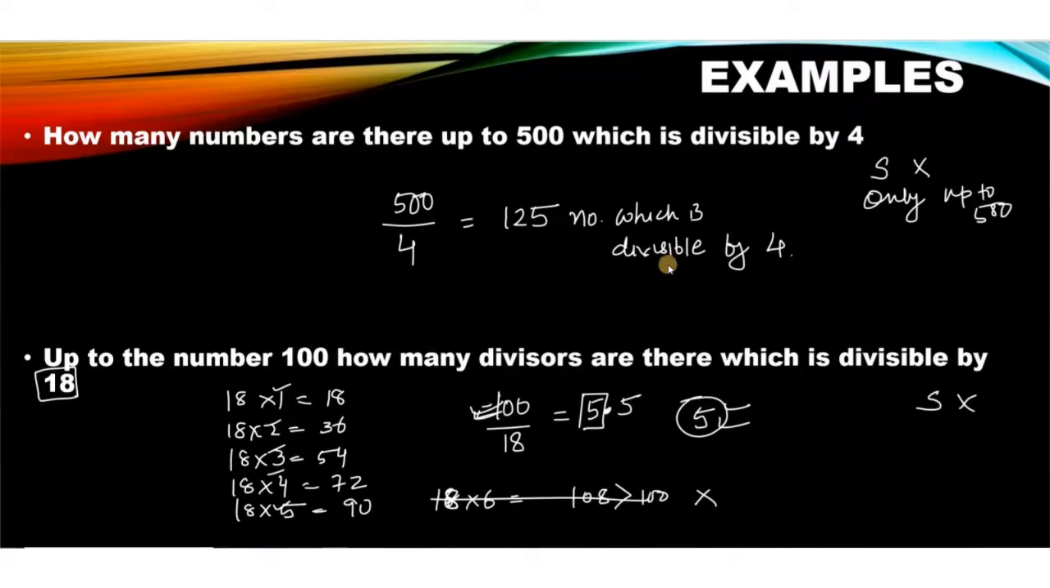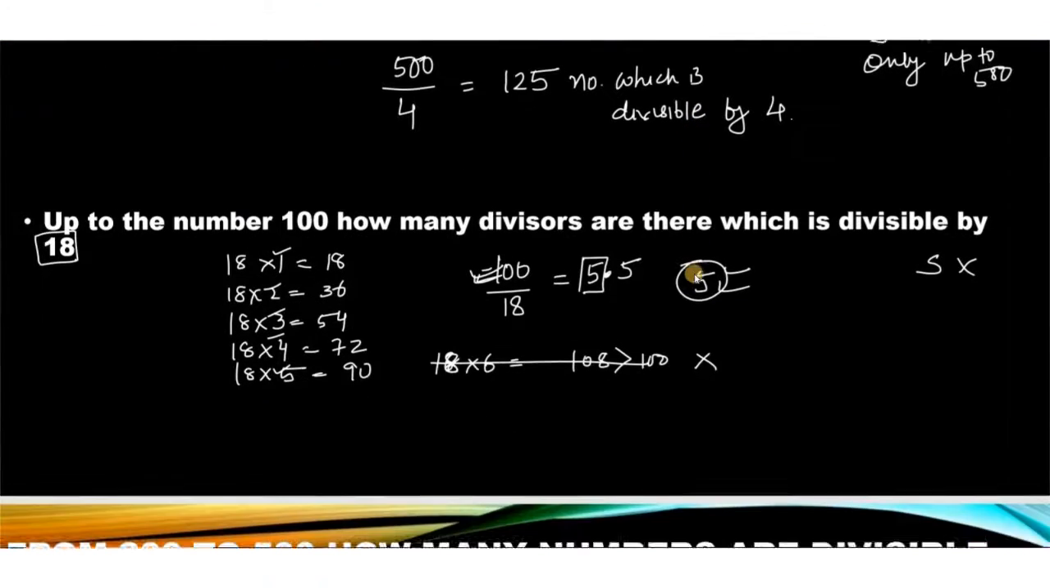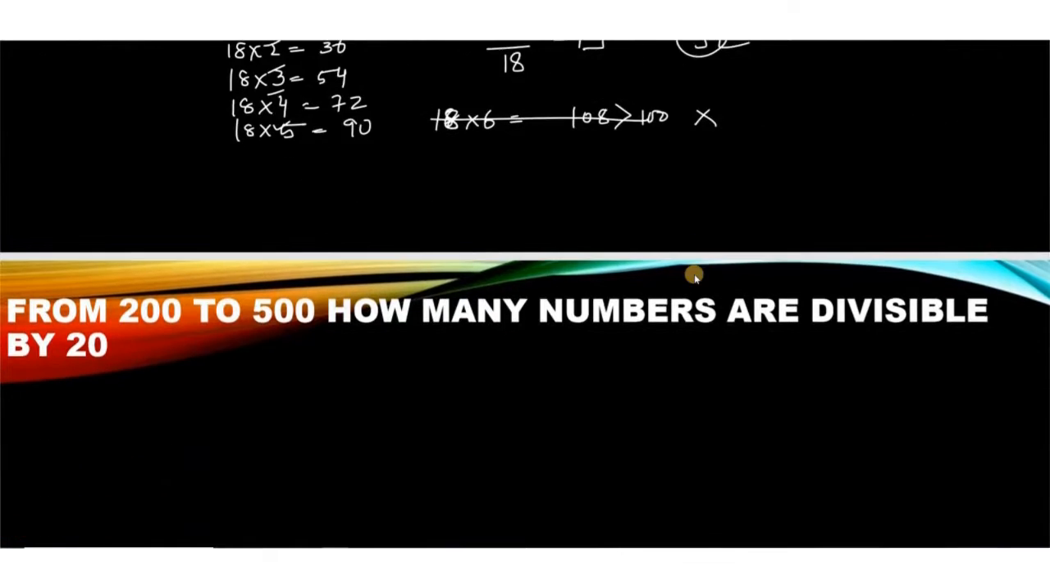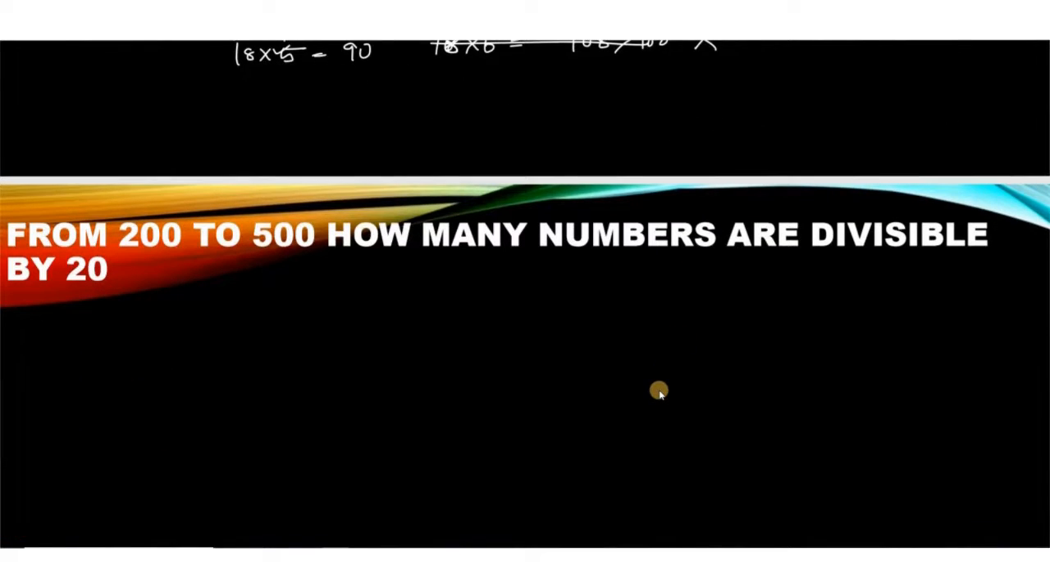I hope that you will understand this. Next we are going to discuss: from 200 to 500, how many numbers are divisible by 20. So here the question is, from 200 to 500, how many numbers are there? How many numbers are divisible by 20?